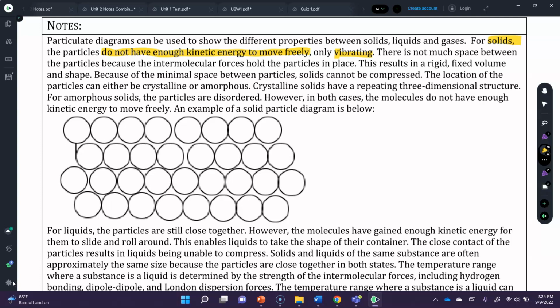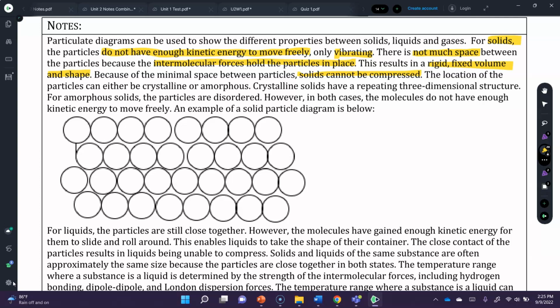There is not much space between the particles because the intermolecular forces hold the particles in place. The result is a rigid, fixed volume and shape. Because of the minimal space between particles, solids cannot be compressed. The location of particles can either be crystalline or amorphous, meaning no regular structure.